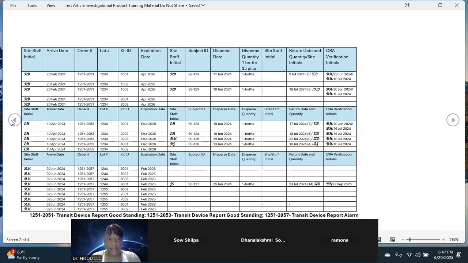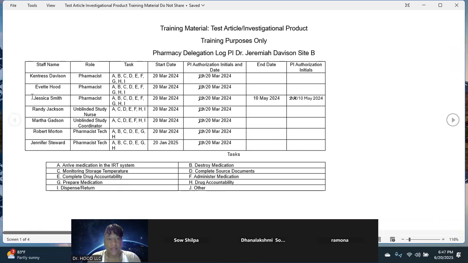So that is a J and an S. So we have 2 JSs, right? Jessica Smith and Jennifer Stewart. Based on start dates and end dates and tasks assigned, what can we determine about that?